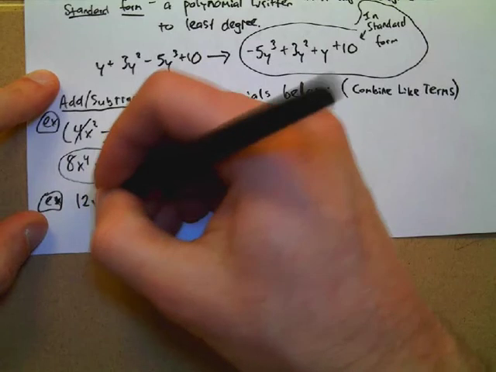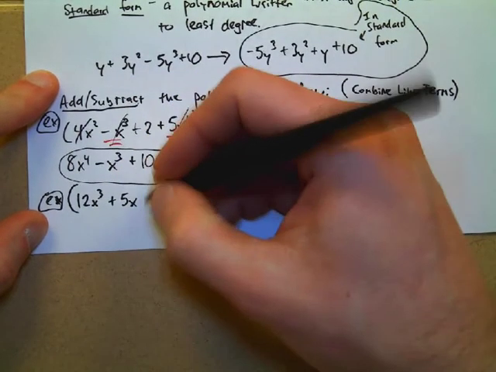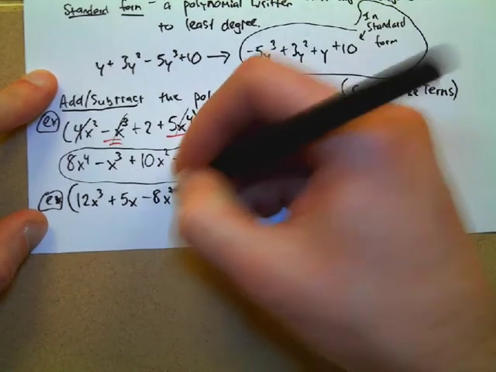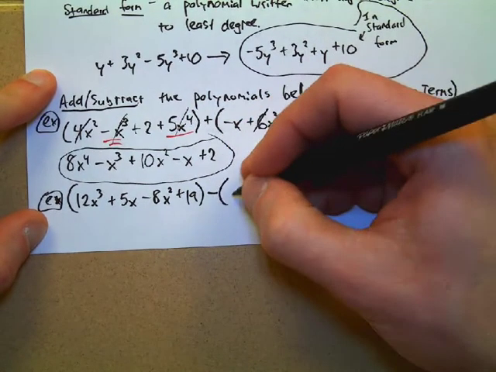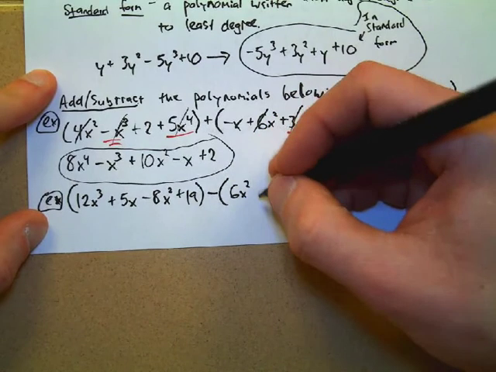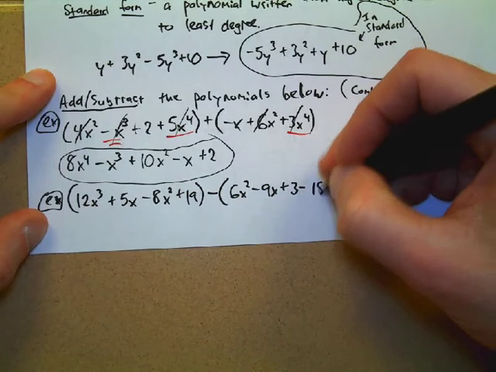12x to the third plus 5x minus 8x squared plus 19 minus 6x squared minus 9x plus 3 minus 18x cubed.